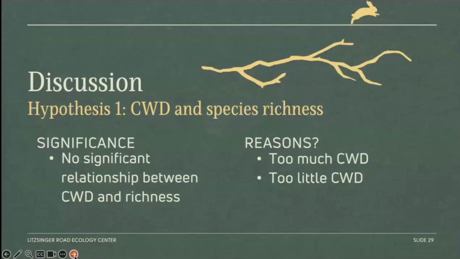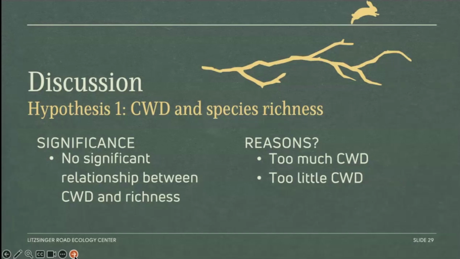And so why did these results come out the way they did? Even though I didn't find a statistical significance, what does this say about our site? Because this is still science that can be used to make conjecture about our site. The first is the coarse woody debris and species richness correlation. There was no significant relationship between these two, but why could this be?